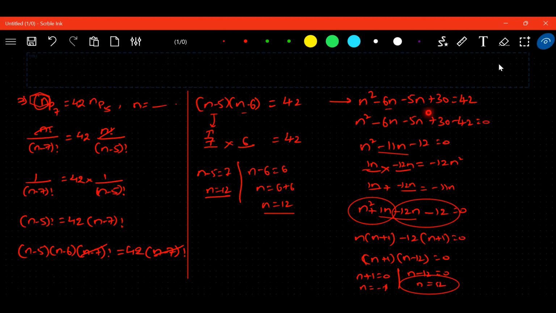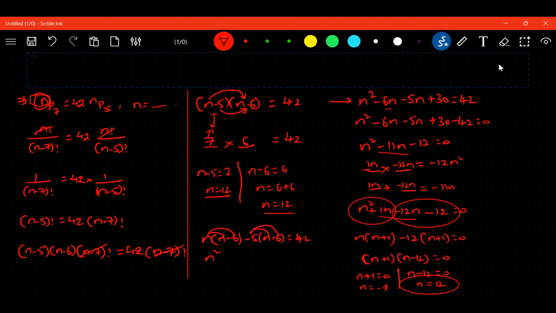Here, (n minus 5) into (n minus 6) is equal to 42. I can write it as n into (n minus 6) minus 5 into (n minus 6) is equal to 42. So n into n and n into minus 6, next minus 5 into n and minus 5 into minus 6.